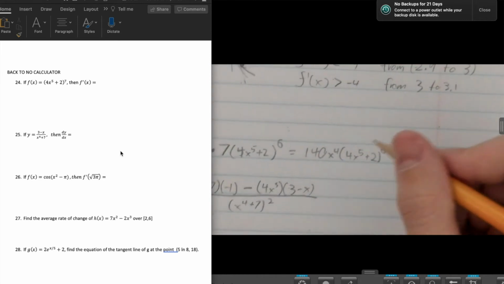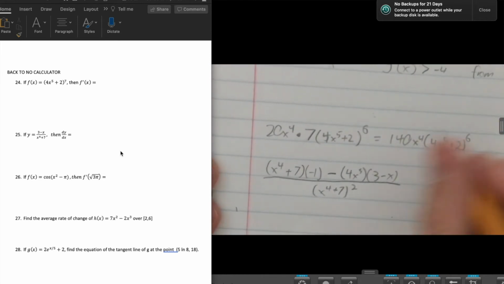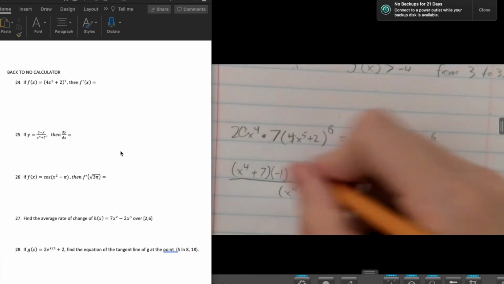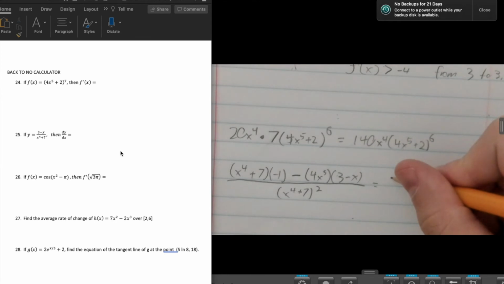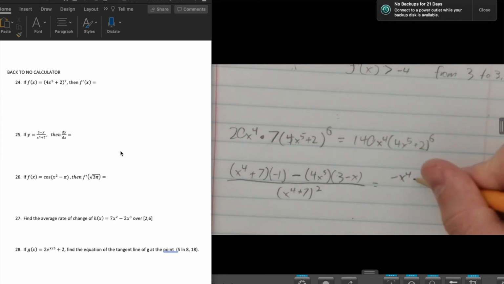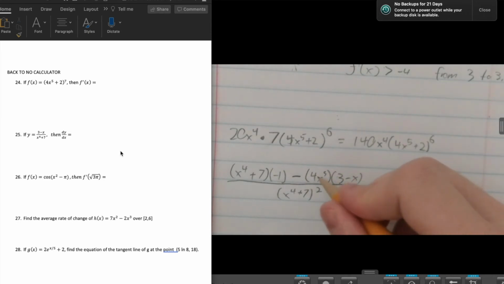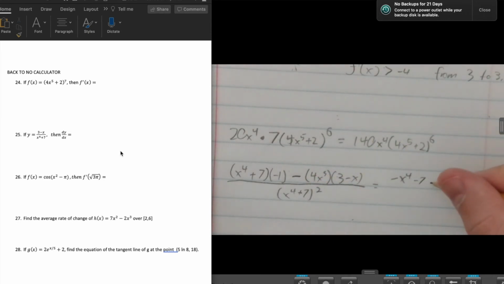squared. Now, your answer choice probably won't look like this in the multiple choice. What will they do? They'll probably combine some like terms here. So let's work on the numerator a little bit. You will get negative x to the fourth minus 7 up front. You'll still have that negative. So let's distribute the negative 4x cubed to these other terms.